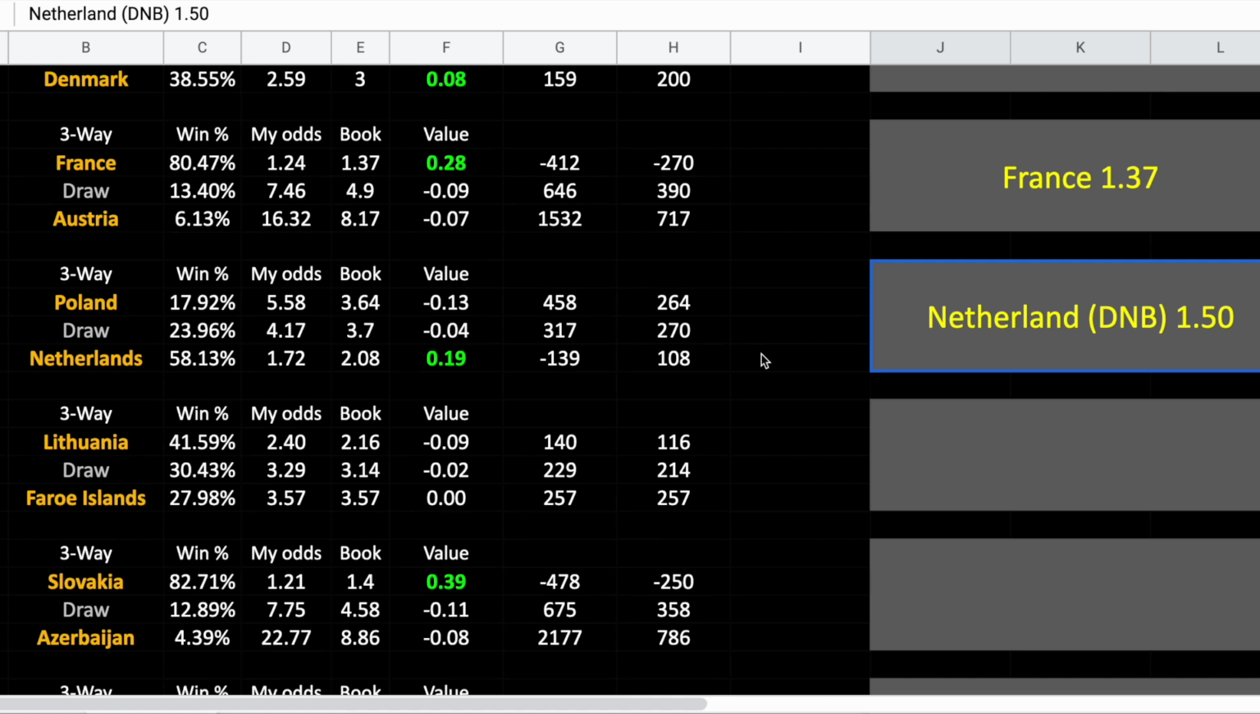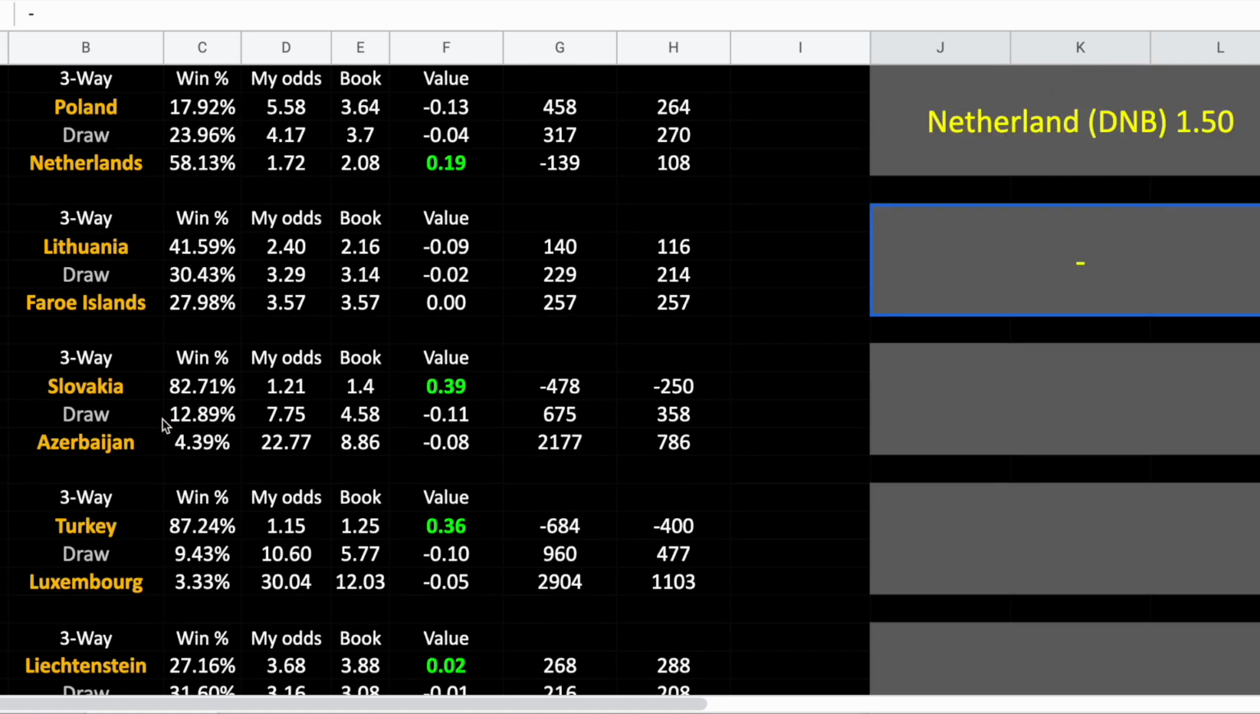Lithuania, Faroe Islands, no value. As you see, there is no value. Bookmakers are also pretty fair based on my numbers. Slovakia, Azerbaijan. I would take Slovakia as the winning team at 1.40. This is the biggest value in this game. Azerbaijan also have some problems with the war, but I don't think that this will affect this game a lot. But definitely Slovakia at home is the better team.